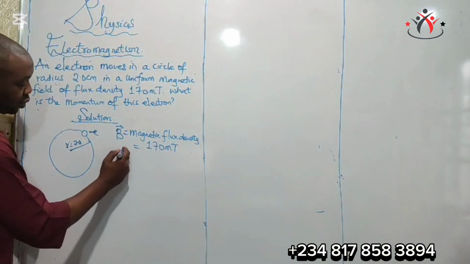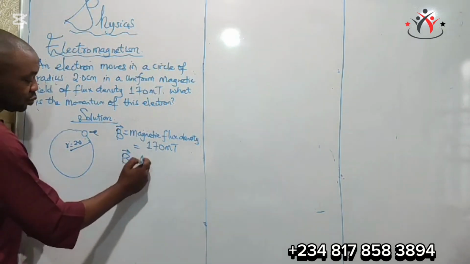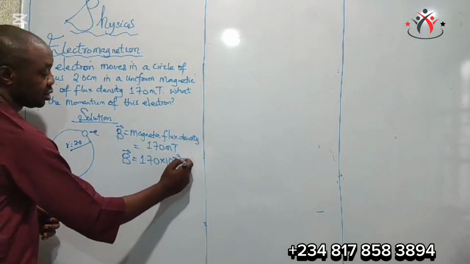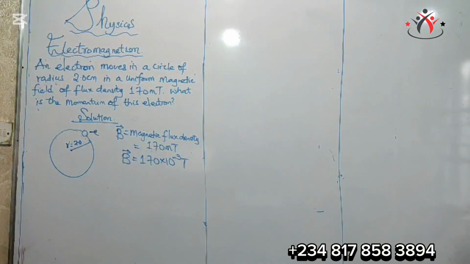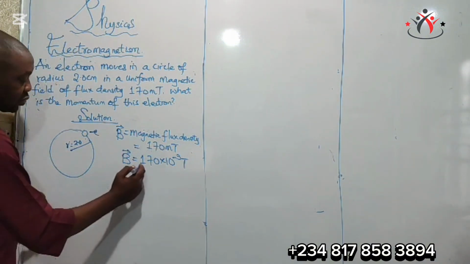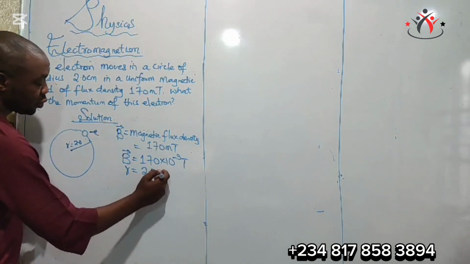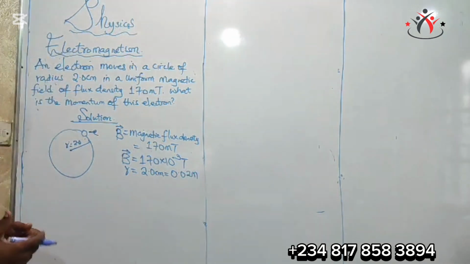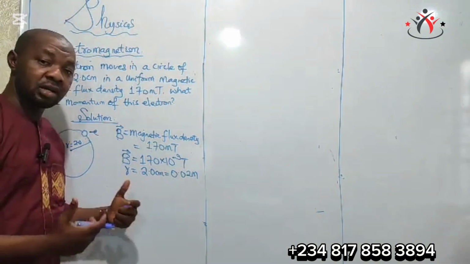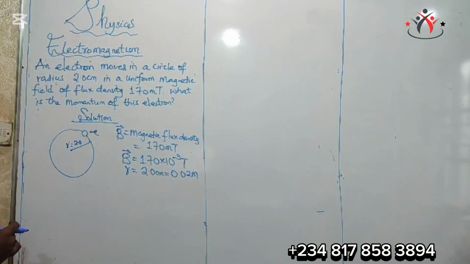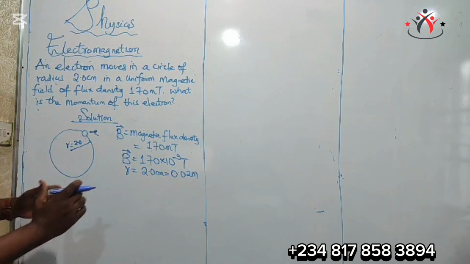So in this case, we have our B to be 170 multiplied by 10 to the negative 3 Tesla. So that is the magnetic flux density. Now, the radius, we are given the radius. The radius is 2.0 centimeters, and that will be 0.02 meters when we convert from centimeters into what? Meters. So that will be 0.02 meters. Then that's all that we are given.